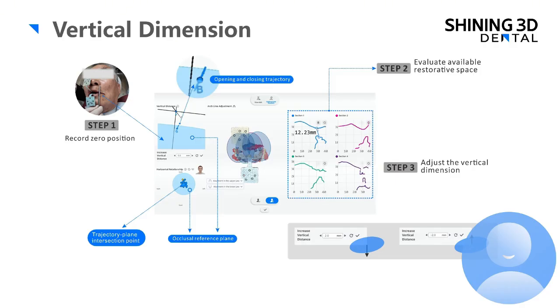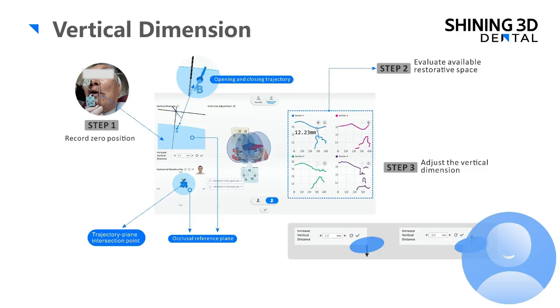For the vertical dimension of this case, because we mentioned that we recorded a zero position at the very beginning during the static face scan, this patient has already had the rough vertical dimension of occlusion at the very beginning using the facial proportion method. So this time, we don't even need to adjust the upper and lower jaw distance using the pre-design tools to lift it up or to close it up.